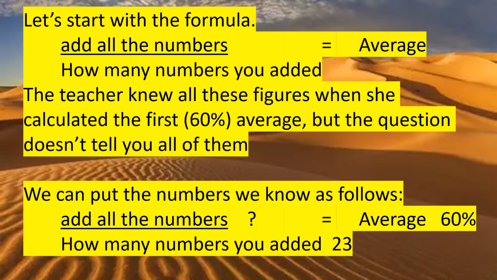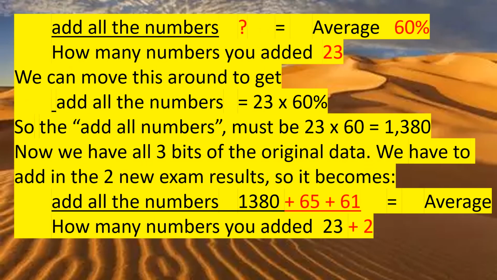Add all the numbers? No, we don't know that number. How many numbers you added? Yeah, we know that was 23. And the average? Yes, we know that was 60. So there it is. You can see in red the ones that we already know.